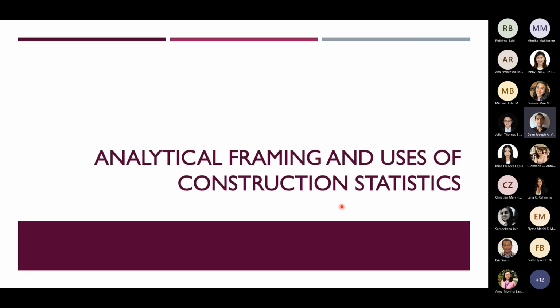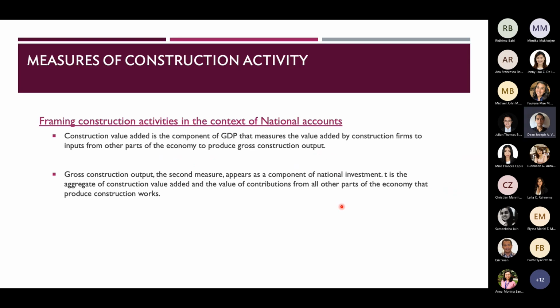Now, let's proceed to the analytical framing and uses of construction statistics. As Sam mentioned a while ago, we can look at construction activities in terms of two main variables. One is the construction value added, which is a component of the gross domestic product, and it measures the value added by construction firms to inputs from other parts of the economy to produce the gross construction output. This includes the compensation of employees, the depreciation of fixed capital, the operating surplus, and the net taxes on production. The second metric that's very interesting is the gross construction output.